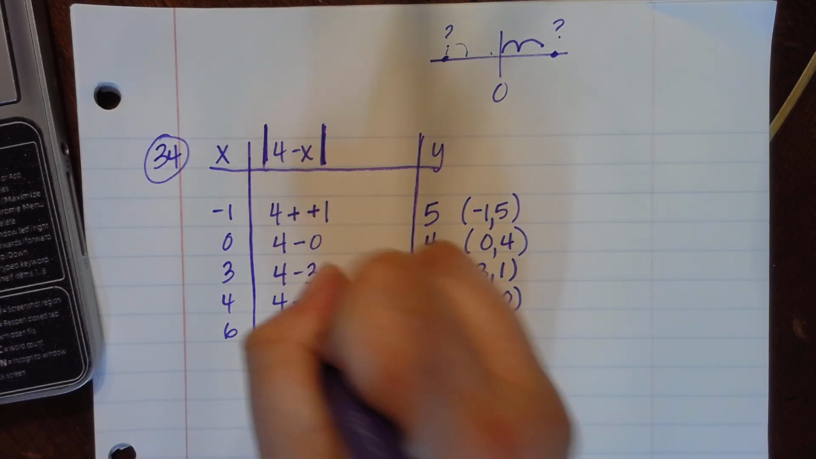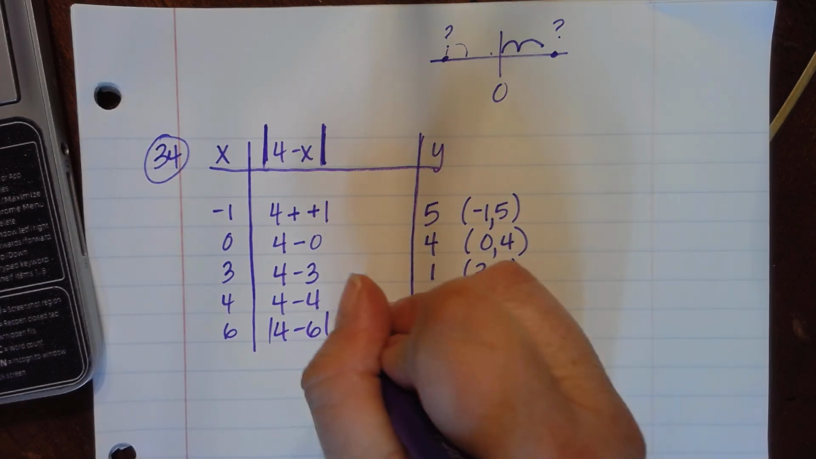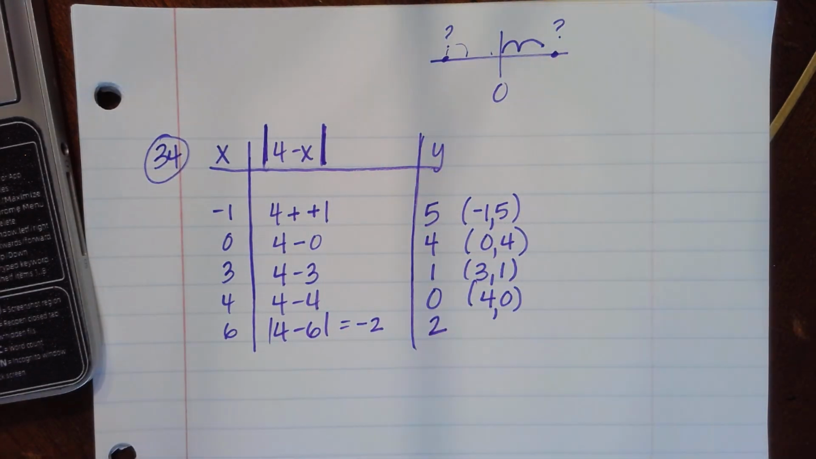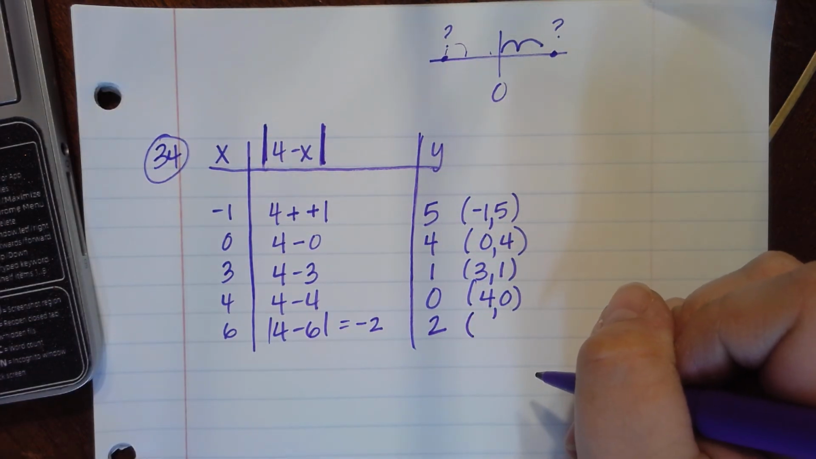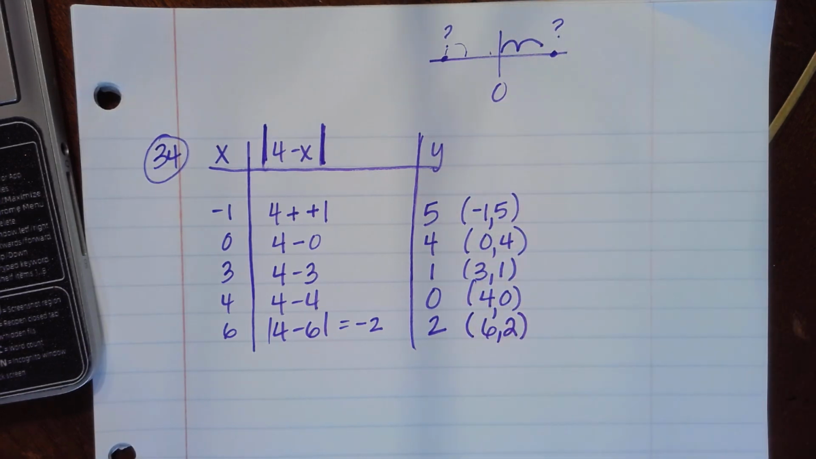This will be 4 minus 6. Now remember, this again is absolute value. So it equals negative 2. However, we don't do negatives. So it equals 2, and my point here is 6, 2. No negatives.